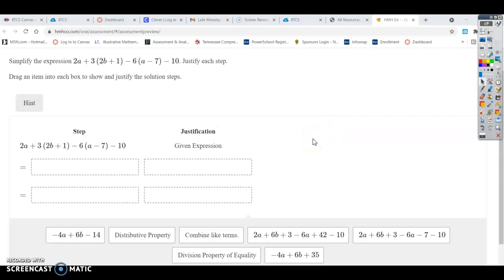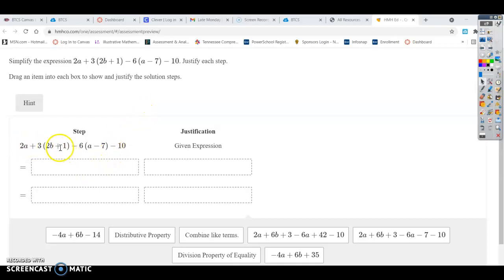Alright guys, we are writing, interpreting, and simplifying expressions. So we're still in lesson 2.1 and we're going to go through some examples here so that you can see how we can simplify these expressions. Alright, so it says simplify the expression and then justify each step. Drag an item into each box to show and justify the solution steps.